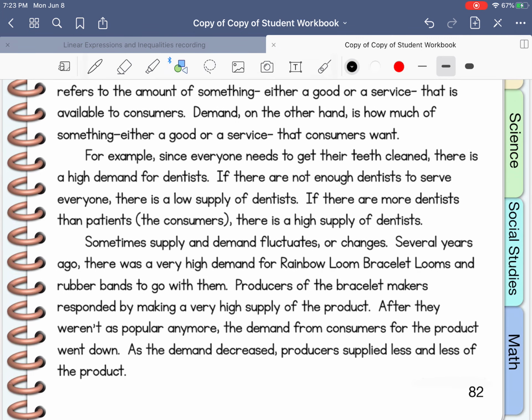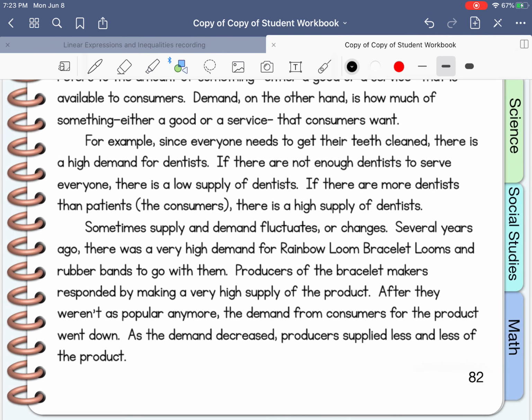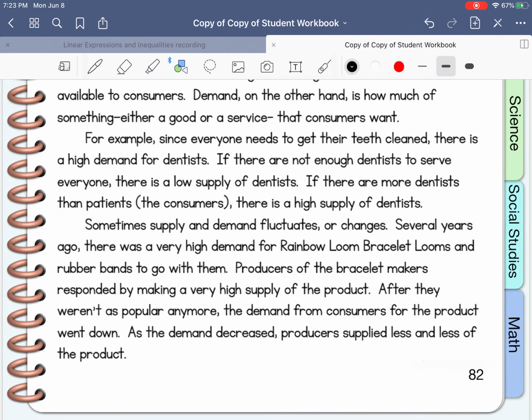Sometimes supply and demand fluctuates or changes. Several years ago, there was a very high demand for rainbow loom bracelet looms and rubber bands to go with them. Producers of the bracelet makers responded by making a very high supply of the product. After they weren't as popular anymore, the demand from consumers for the product went down. As the demand decreased, producers supplied less and less of the product.